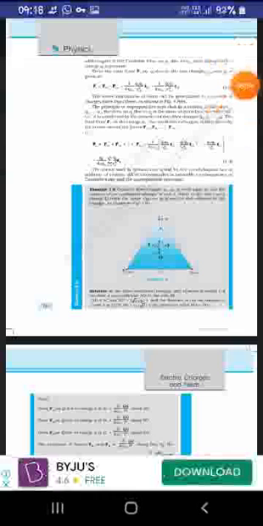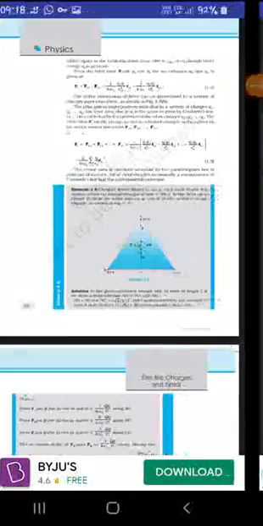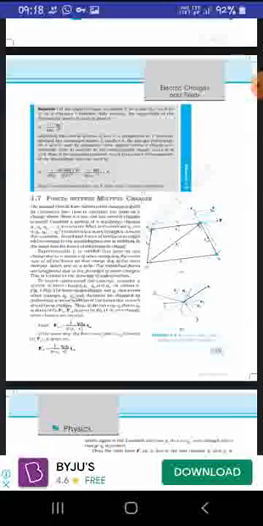And after using that, we will take F1 is equal to F12 plus F13. F13 we will put here again, because F13 is due to Q1 and Q3. After putting F13 we will do R12.